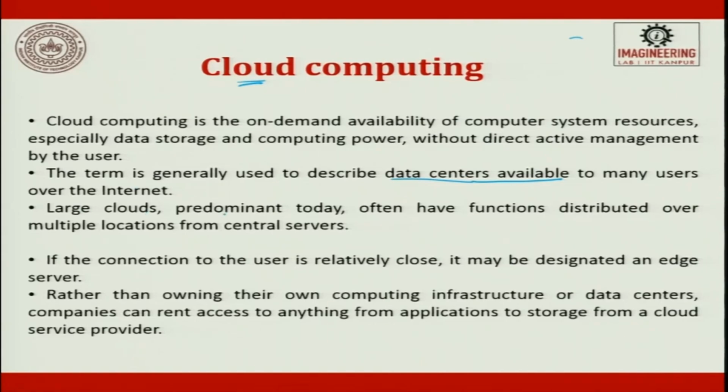Large clouds today often have functions distributed over multiple locations from the central server. So, it is not that it is in one place. This can be stored at several servers, local servers. If the connection to the user is relatively close, it may be designated an edge server. So, now you have several servers, and you have to look at which server to use for this customer. Whichever is closer, they allot it. So, that is called an edge server.